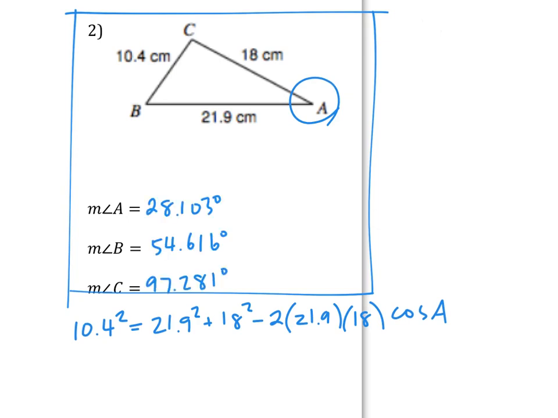All right, please check your answers. Hopefully you got them all correct. And that's it for this section.